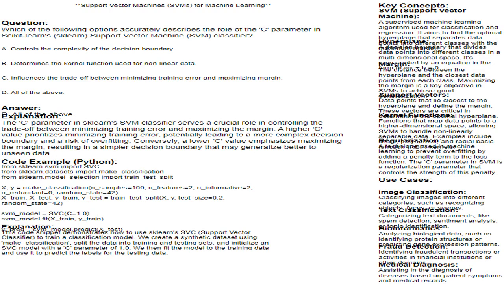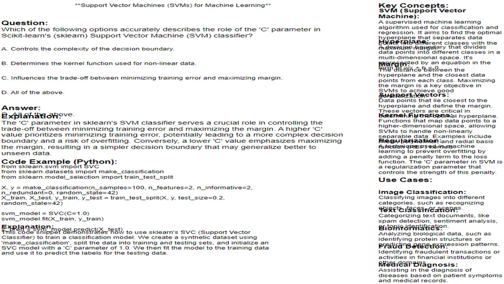Image classification. Classifying images into different categories, such as recognizing objects, faces, or scenes. SVMs can be used to classify images of different types of animals, like cats, dogs, and birds. Text classification. Categorizing text documents, like spam detection, sentiment analysis, or topic identification. SVMs can be employed to filter spam emails by learning to differentiate between legitimate emails and spam.